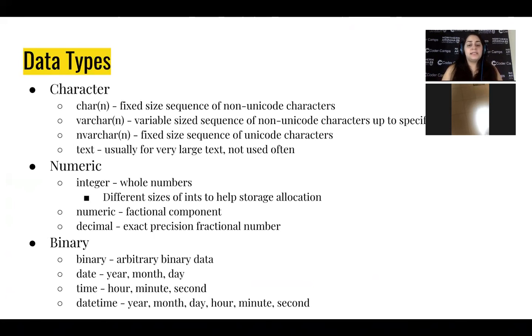Decimal is going to be the exact precision fractional number. So that's going to be a little bit more exact. So when you have like a long decimal, you're going to want to use the decimal data type. And binary is going to be arbitrary binary data. And you can have date, time, and date time are a few examples of that. So date is going to be in the format of year, month, day. Time is going to be hour, minute, second. Date time is going to be year, month, day, hour, minute, second. So it's just those two combined back to back with each other.